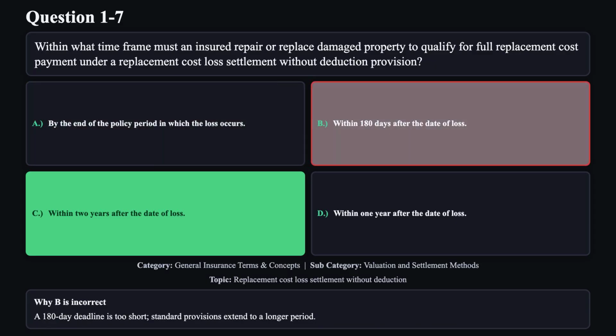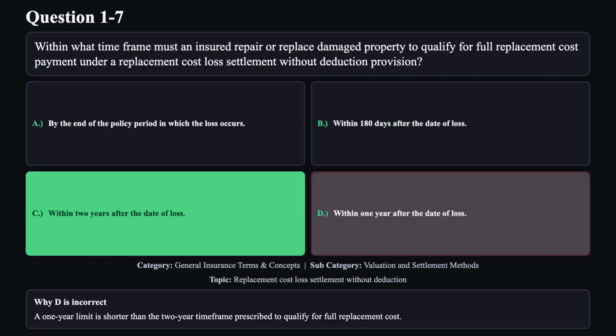Reason B is not correct. A 180-day deadline is too short. Standard provisions extend to a longer period. Reason D is not correct. A 1-year limit is shorter than the 2-year time frame prescribed to qualify for full replacement cost.